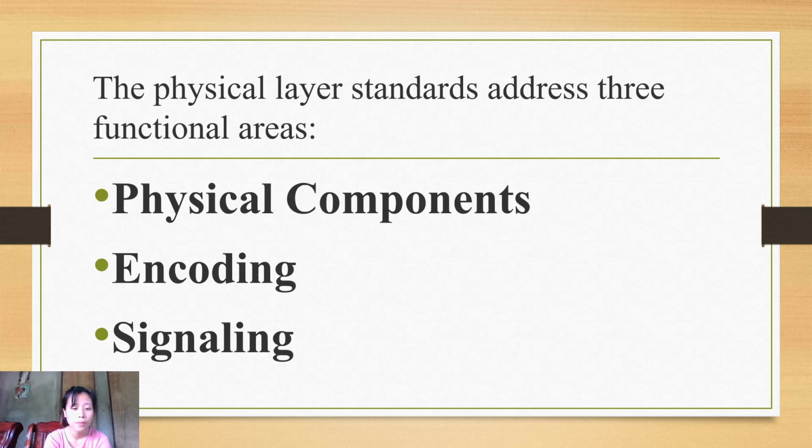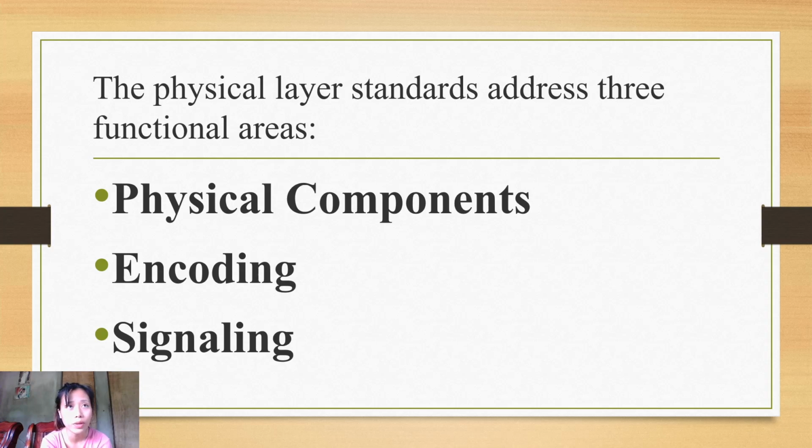For the next one, the physical layer standards address three functional areas: physical components, encoding, and signaling. The physical components are the electronic hardware devices, media, and other connectors that transmit and carry signals to represent the bits. Encoding, or line encoding, is a method of converting a stream of data bits into a predefined code.